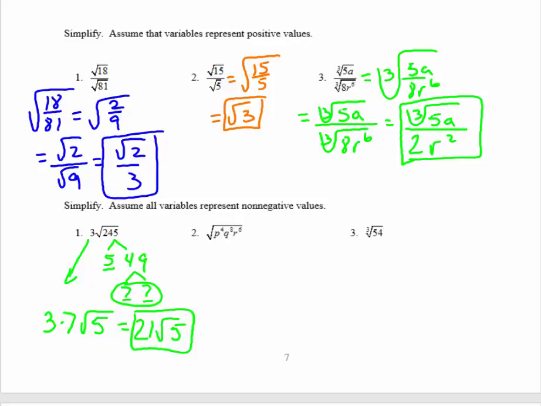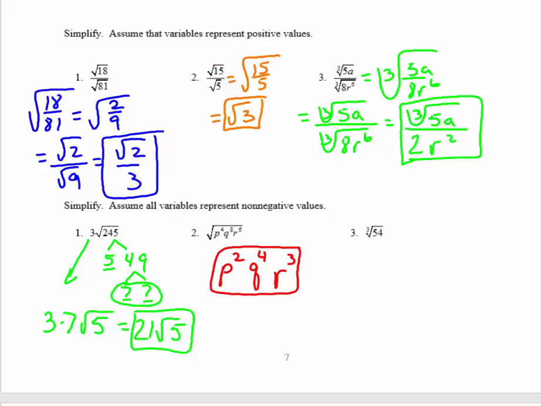So number 2. The square root of p to the 4th, q to the 8, r to the 6. Well, we have variables underneath the radical, so we just take power divided by index. When I take my power of p, which is 4, divided by 2, I see p squared comes out. When I take with my q, the power of 8 divided by 2 is 4, so q to the 4th comes out. And r to the 6, when I divide by 2, 6 divided by 2 is 3, and everything comes out of the radical, so no radical is left.